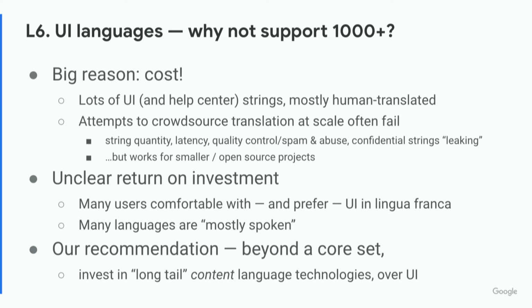Sometimes there's problems with quality control, or maybe it's a spam and abuse problem. We've had cases where someone was just playing a joke, but they changed the translation from something to something politically sensitive or otherwise clearly abusive. Sometimes it's really hard for volunteers to keep up with just the sheer quantity of strings in some products. Also, there's cases where a feature that hasn't launched yet ends up leaking through this volunteer process.